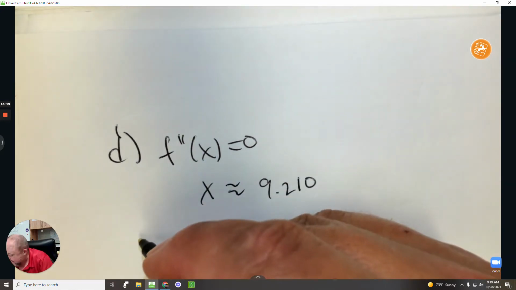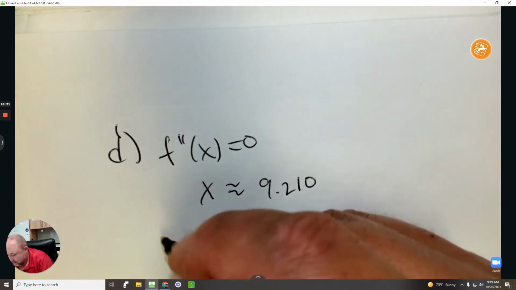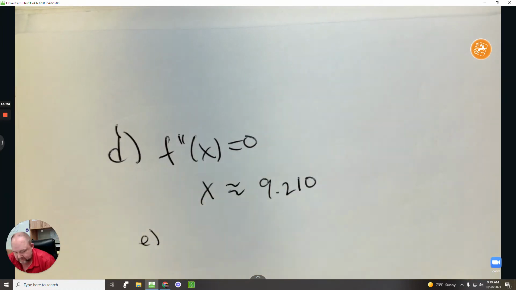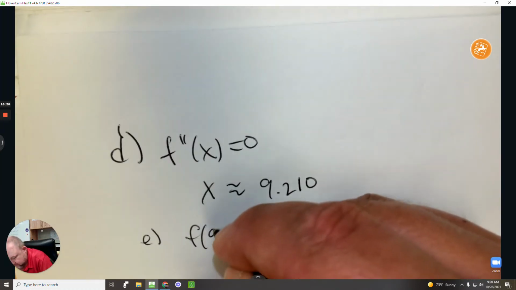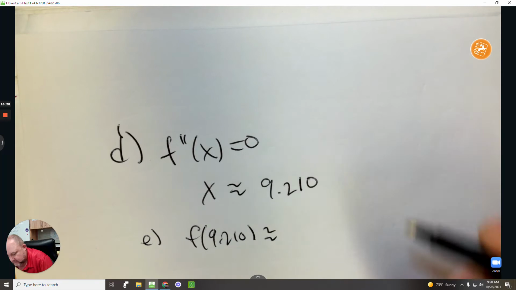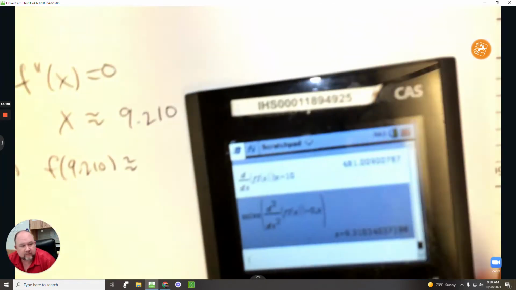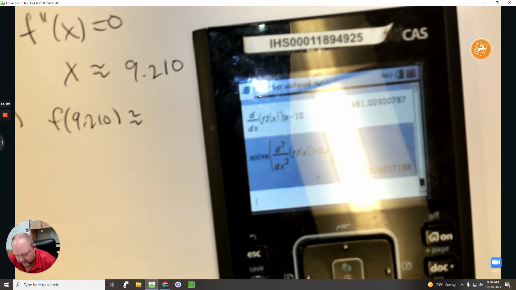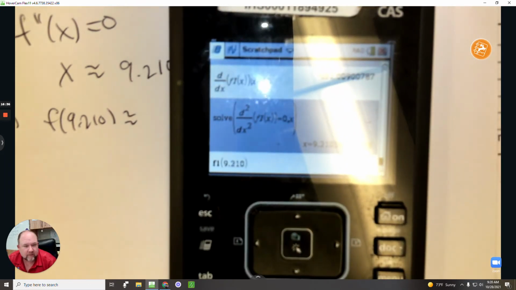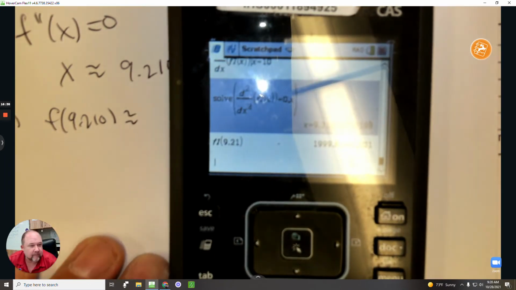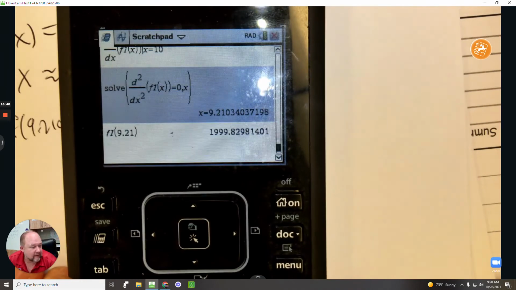If I plug that into the y coordinate, which is the function, just go F1 at 9.210, and I get 2,000.